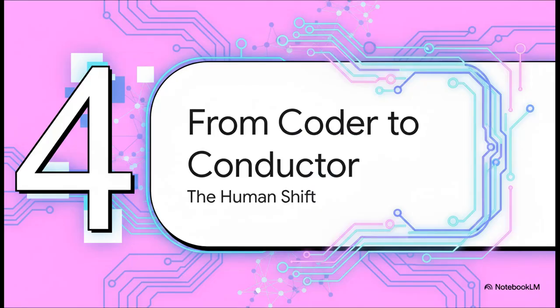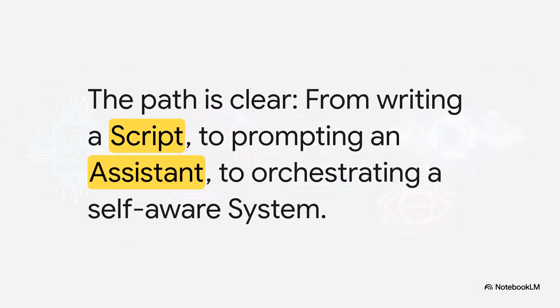So, after seeing this incredible evolution from a simple script to, well, what does this all mean for us? How does our role change when our tools get this powerful? When you lay it all out like this, the path is just crystal clear. We started by writing a simple script. Then we moved on to prompting a capable assistant. And now we're learning to orchestrate a self-aware system. Each step is just a massive leap in power and in how we think about the work.